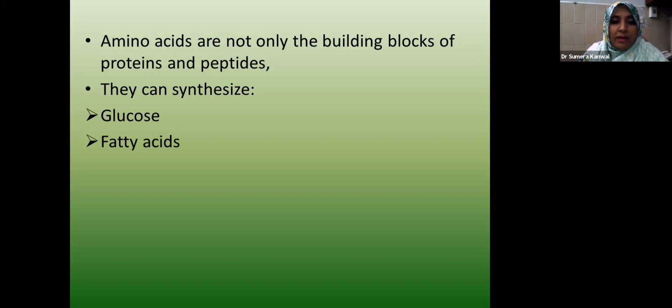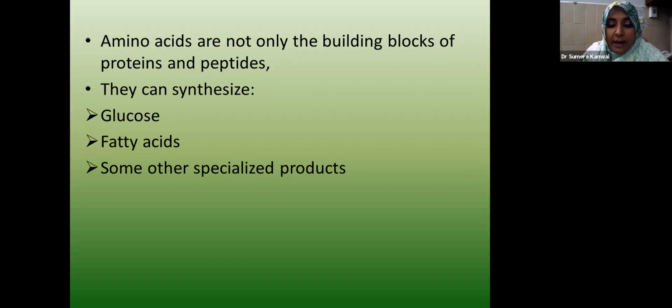These amino acids can also synthesize fatty acids if they give acetyl-CoA or acetoacetate. These amino acids can also synthesize some other specialized products. Most of the nitrogen containing compounds that are present in our body are synthesized from the amino acids.